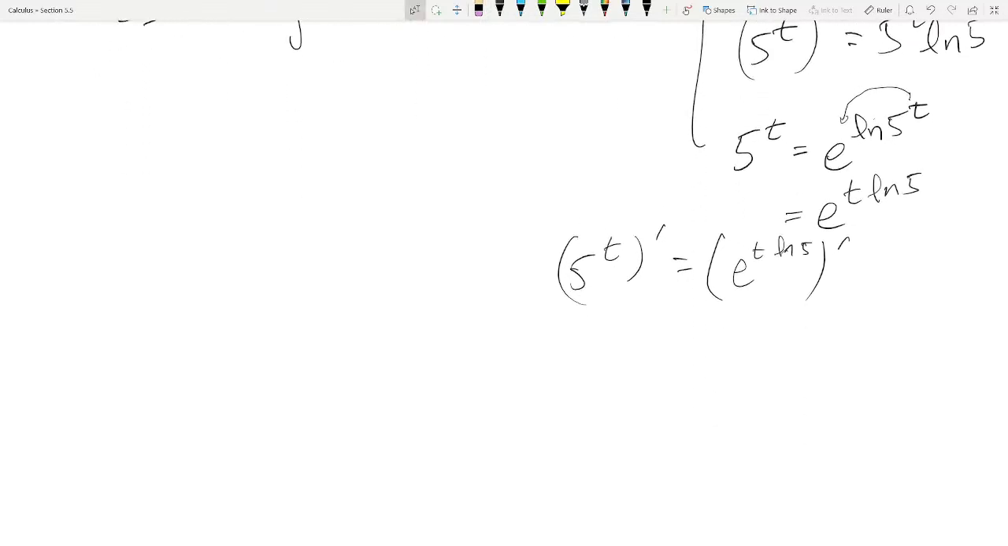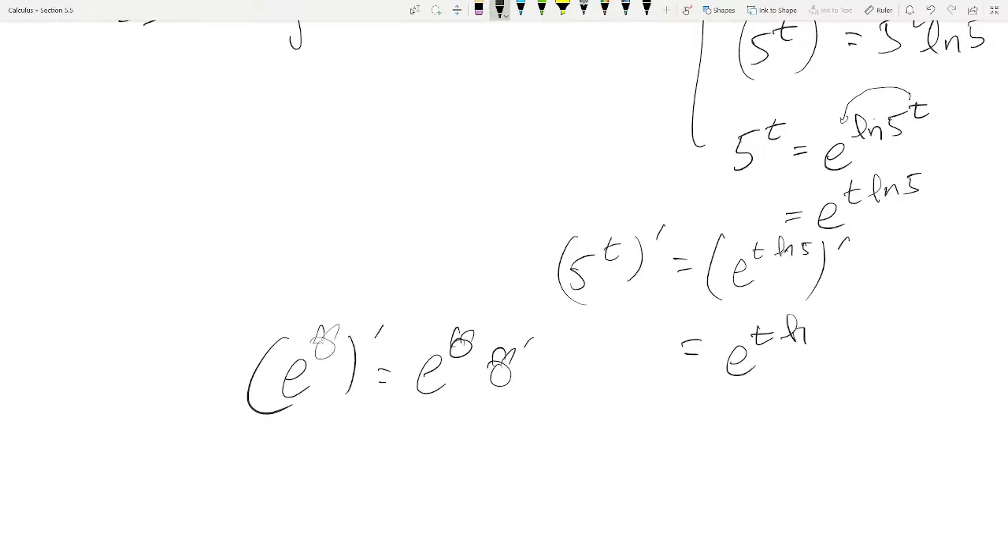And how do we take the derivative of e to some gobbledygook? E to the Mickey Mouse prime is e to the Mickey Mouse again times Mickey Mouse prime. So in this case, it'll be e to the t ln 5 back again, because you always get e to the Mickey Mouse back again, then times the derivative of t ln 5.